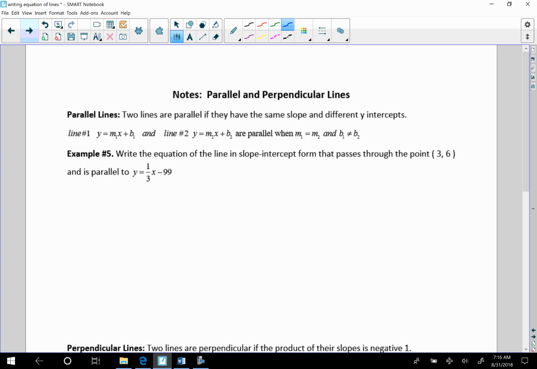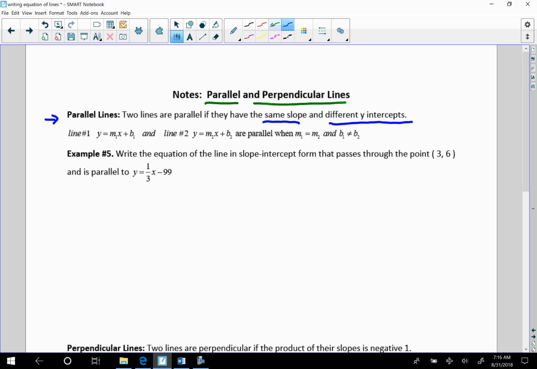My next example here is I'm going to talk about parallel and perpendicular lines. Keep in mind, these are all topics that were covered in Algebra 1, and this is just an Algebra 1 review. It does seem like we're going a little bit fast, and that's okay. So how about some parallel lines? Parallel lines, 2 lines are parallel if they have the same slope, but they have to have different y-intercepts. If they have the same y-intercepts, they're the same line.